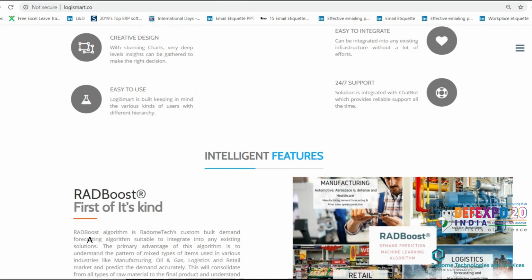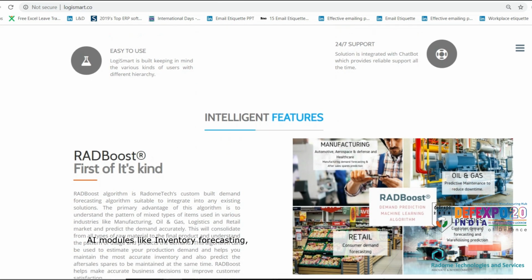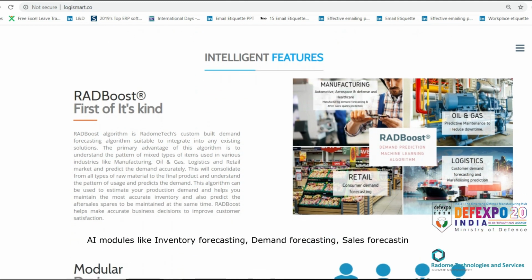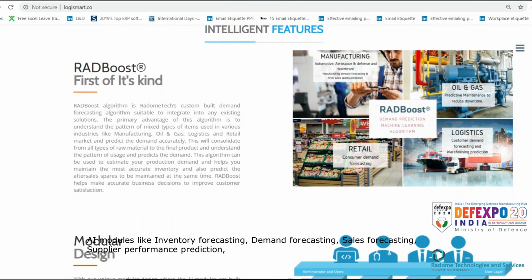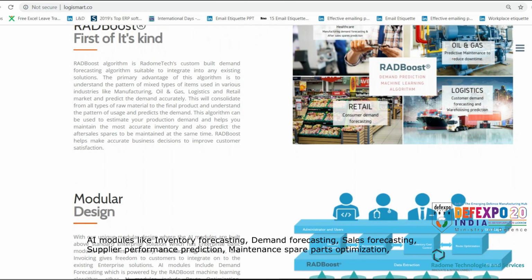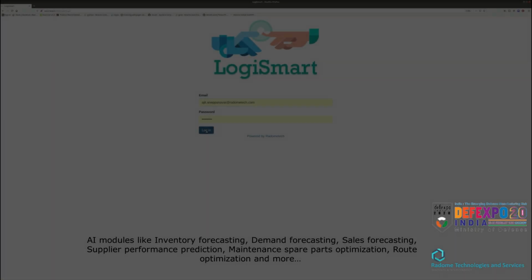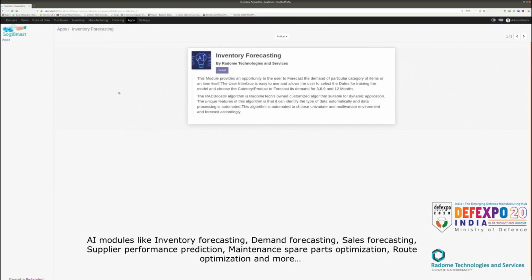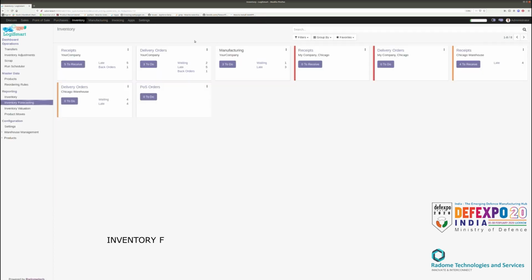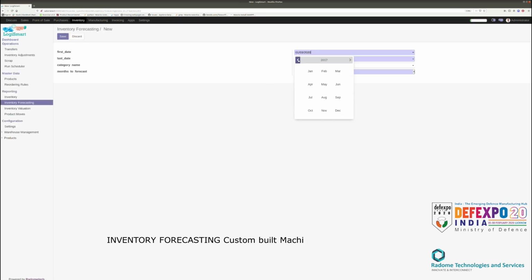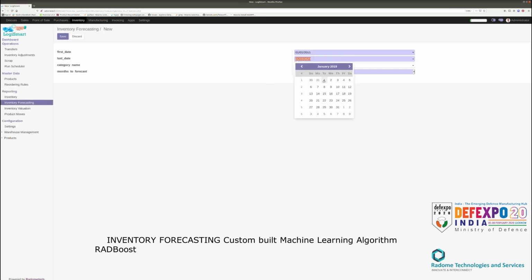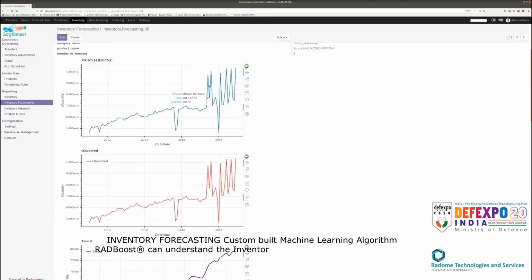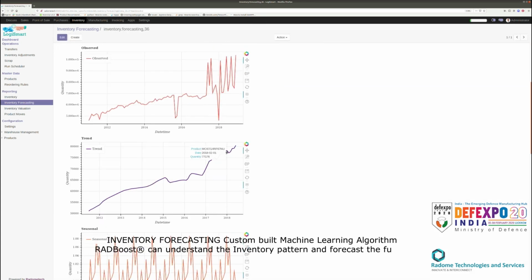Artificial intelligence modules like inventory forecasting, demand forecasting, sales forecasting, supplier performance prediction, maintenance spare parts optimization, route optimization and more. Inventory forecasting uses our custom-built machine learning algorithm RadBoost, registered, which can understand the inventory pattern and forecast the future demand.